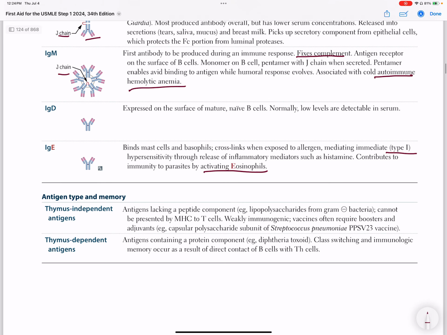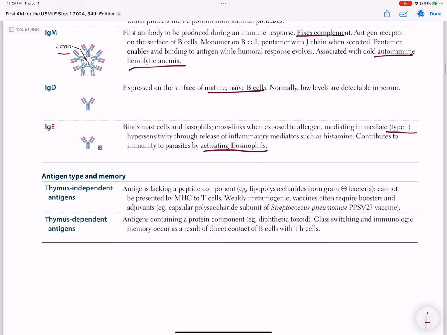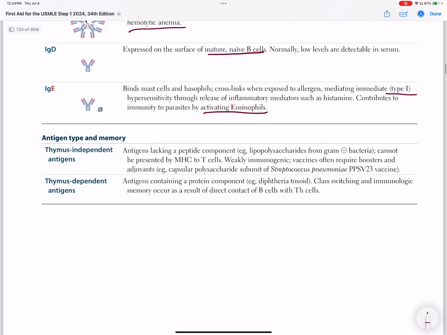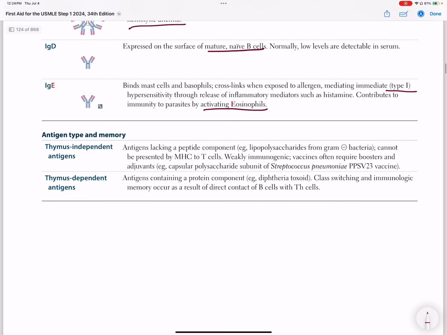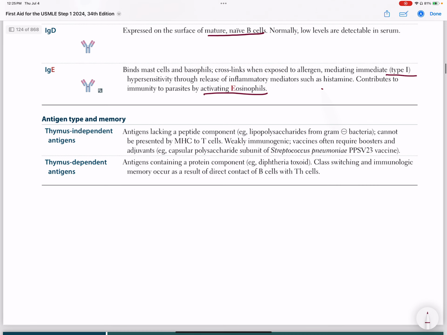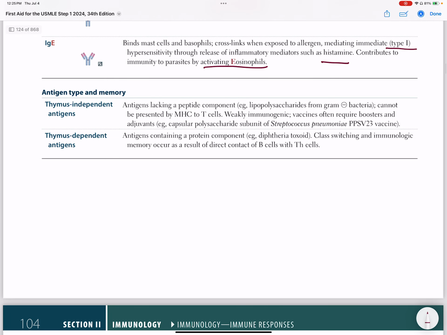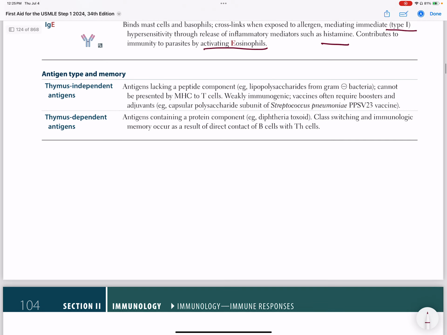Next we have IgD, found on mature naive B cells; normally only low levels are detectable in serum. IgE binds mast cells and basophils, and is cross-linked when exposed to allergen, mediating an immediate type 1 hypersensitivity through release of immediate inflammatory mediators such as histamine. It also contributes to immunity to parasites by activating eosinophils.